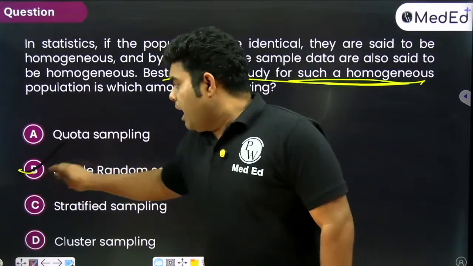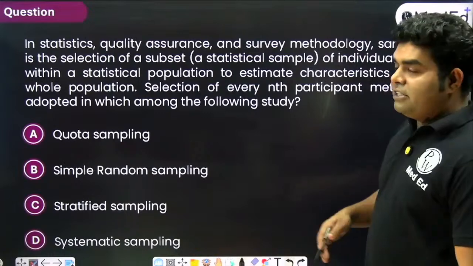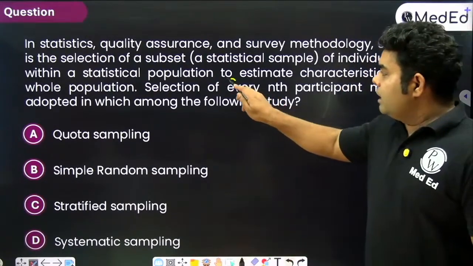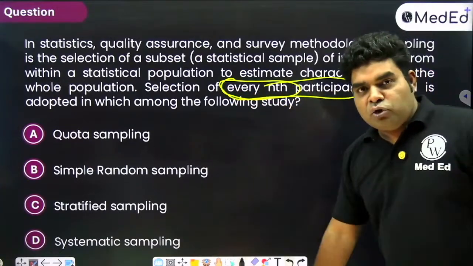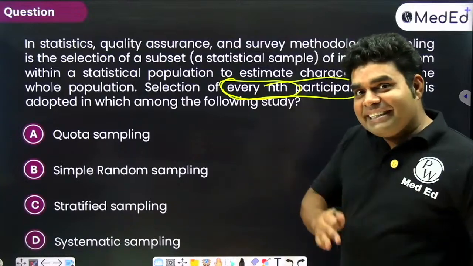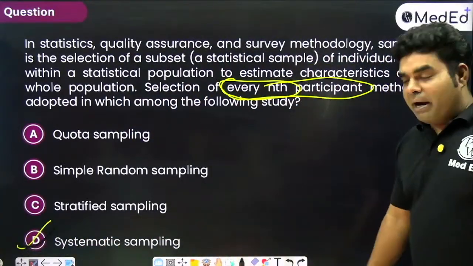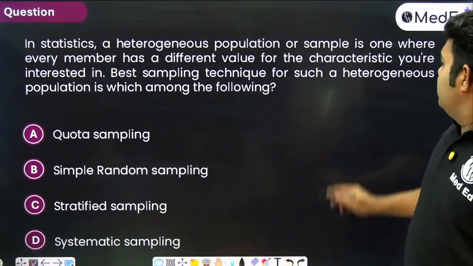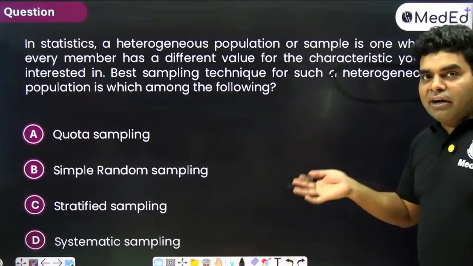And when it is heterogeneous is stratified. But they are not asking heterogeneous in this question. They are asking that we are selecting every nth participant, every third, every fourth. So whenever you choose every third, fourth, what is that? You are following a system and random, systematic random sampling. Okay, systematic sampling. Then if they ask for heterogeneous population, heterogeneous means different, like boy and girl, I am dividing and choosing 5 from them.